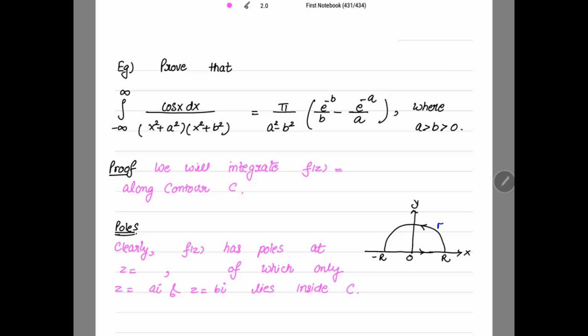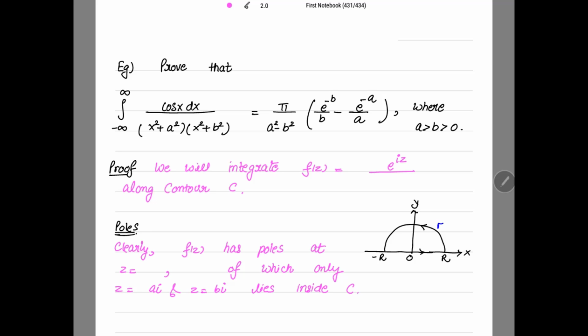Mind blowing. Alright, we will integrate f(z). Now tell me what is my f(z). Here it is very easy, cos function without any power. So in the numerator I will write e to the power iota z, because m is equal to 1 here. Let me write only the function here first, over z squared plus a squared into z squared plus b squared.